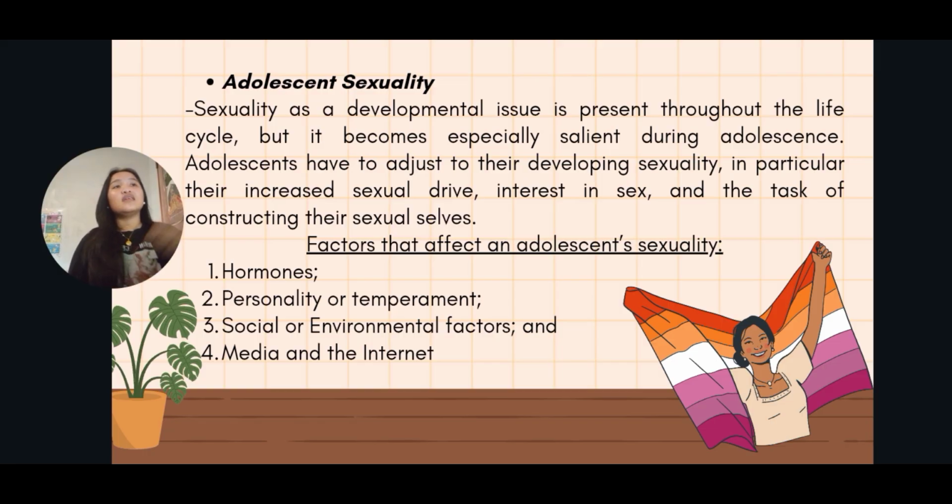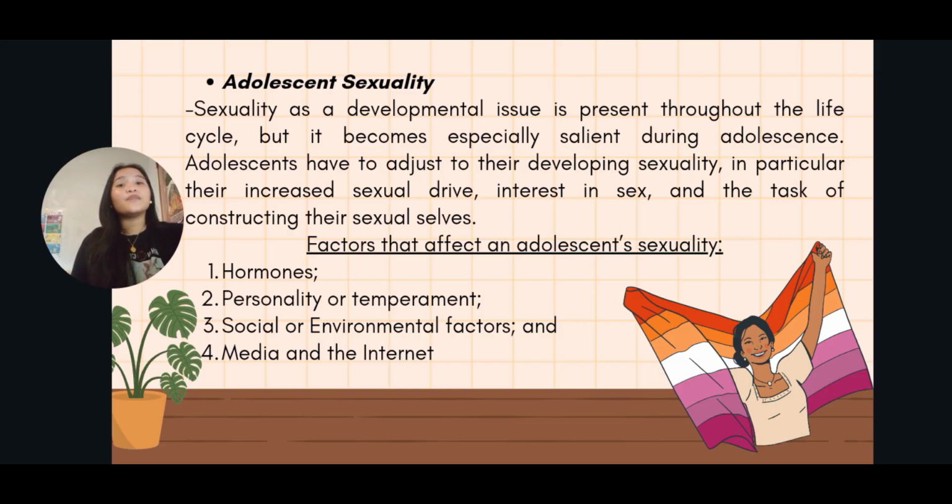In the adolescence stage, teenagers experience many changes. First is a stronger sexual drive. Next is more interest in sex and relationships. Next is the need to understand who they are as a sexual person. This arises in the adolescent stage of a person. In other words, adolescence is a time when young people begin figuring out their sexual identity, feelings, boundaries, and values. So let's go to the factors that affect adolescent sexuality.